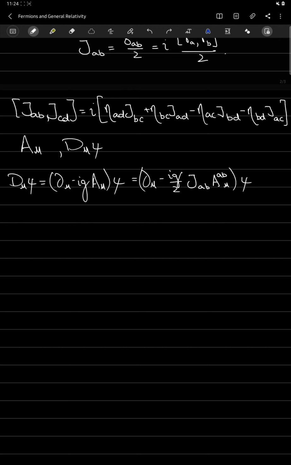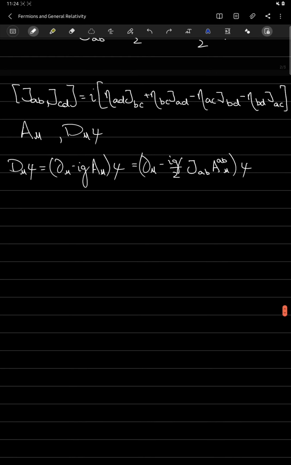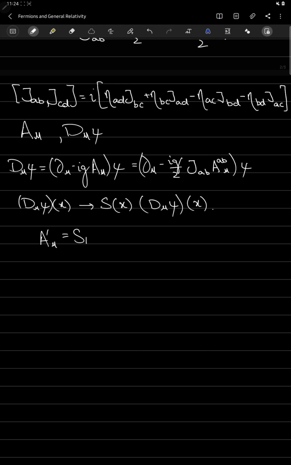So this covariant derivative must transform homogeneously with respect to the gauge transformations, that is D_mu psi of x transforms as the S matrix on D_mu psi of x. So this will imply a transformation law on A_mu, which would be that A_mu prime is equal to S A_mu S inverse, minus a term, which is 2i over g partial_mu S and S inverse.